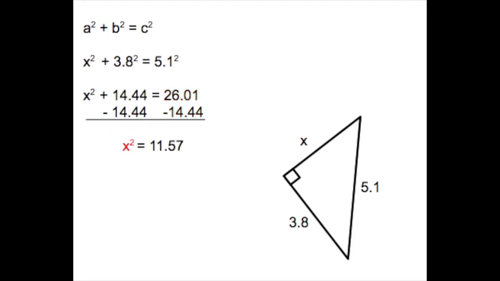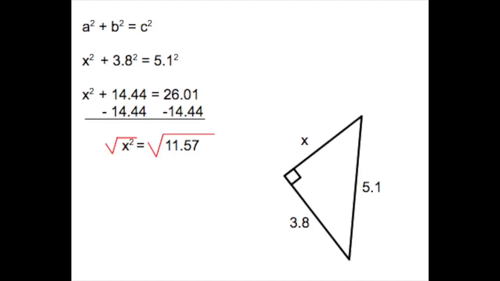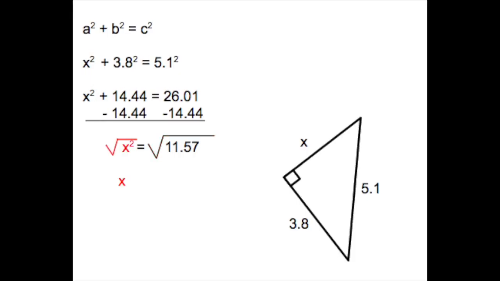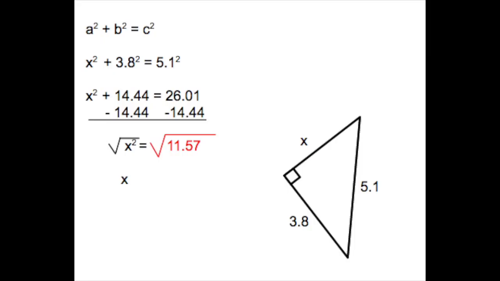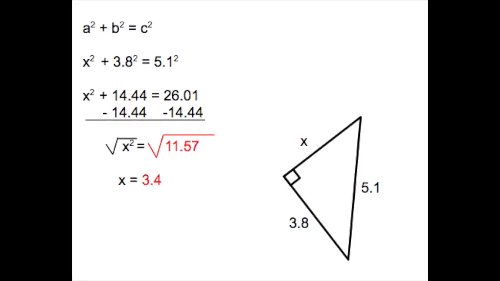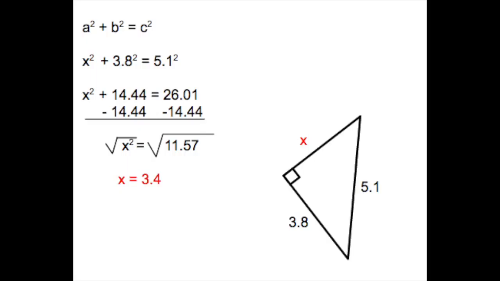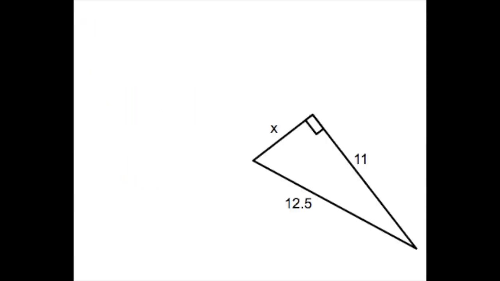What we do to one side of an equation, we have to also do to the other side. On the left side of the equation, plus 14.44 and minus 14.44 will cancel out, leaving us with just x squared. On the right side, 26.01 minus 14.44 is 11.57. We are left with x squared, so to undo the square, we need to square root. Simplifying the left side of the equation, the square root of x squared is x. On the right side, the square root of 11.57 is approximately 3.4. So x equals 3.4, and x represented the other leg in the right triangle. So the length of the other leg of the right triangle is 3.4. Let's try a third example.